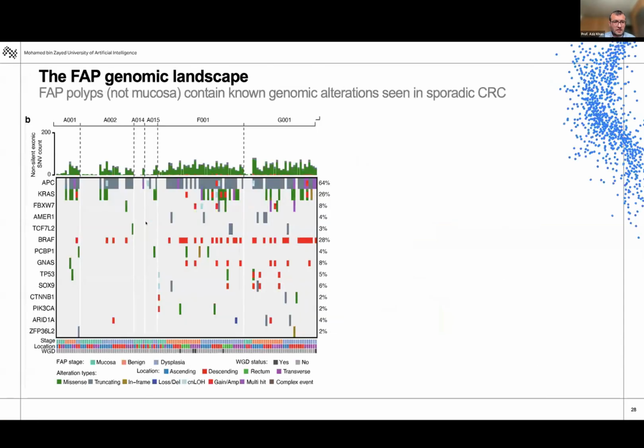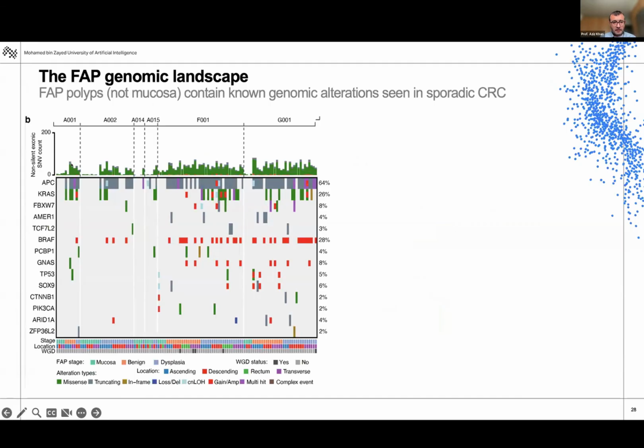So you can see that this is a typical so-called oncoplot, where these are CRC driver genes on the left side, and each column is a polyp, ordered from early stage to late stage.